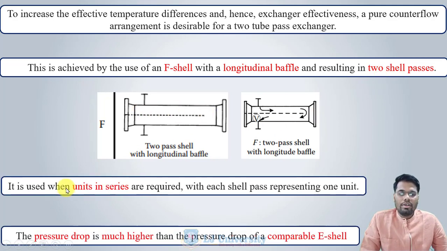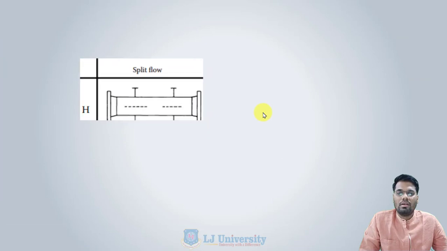It is used when units in series are required, with each shell pass representing one unit. The pressure drop is much higher than that of a comparable E shell, because the E shell creates a single pass. By using the F shell there are two passes, so obviously the pressure drop as compared to the E shell is going to be higher.